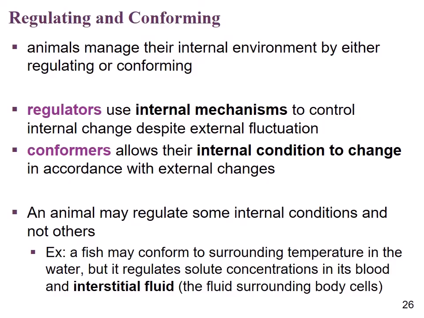As far as regulating and conforming goes, now we're talking about how animals manage their internal environment. They can do this either by using internal mechanisms to control their internal changes despite external fluctuation. That would be a regulator, like they're regulating their internal environment. Or if they're a conformer, they allow their internal condition to change in accordance with the external changes. And some animals regulate some factors and conform in others. For example, a fish may conform to surrounding temperature in the water, but it regulates solute concentrations in its blood and interstitial fluid. The interstitial fluid is just the between-the-cells fluid.